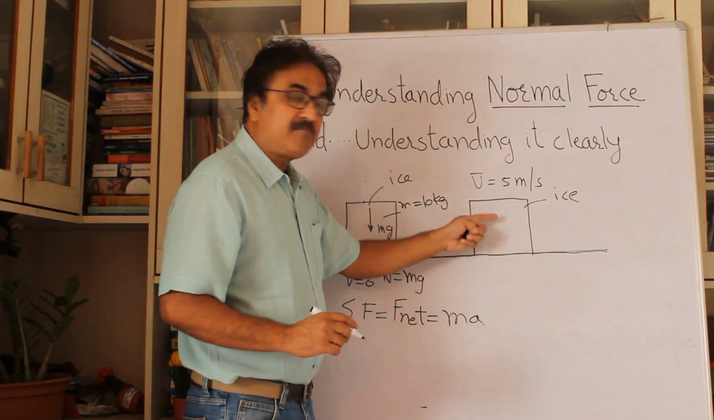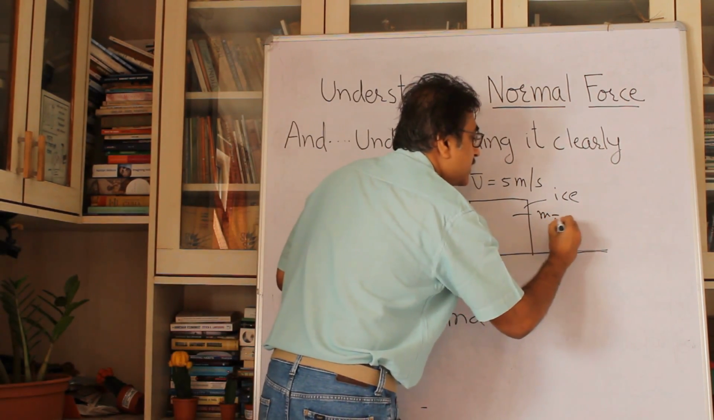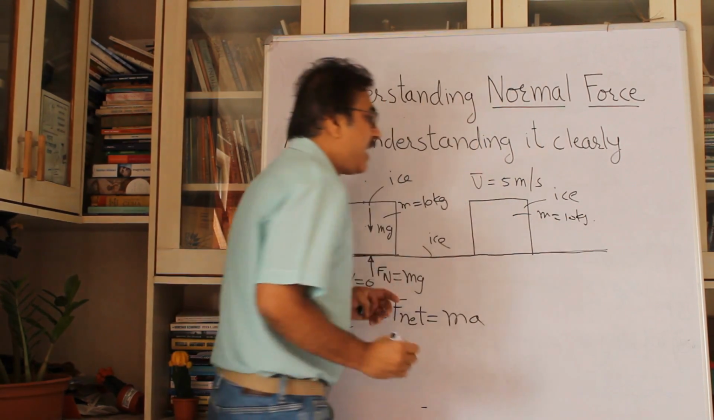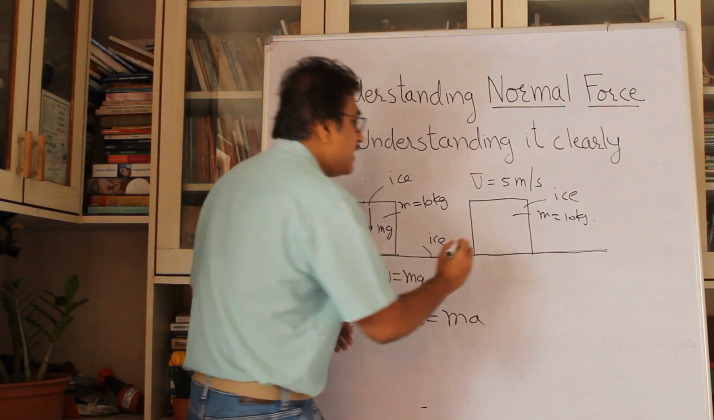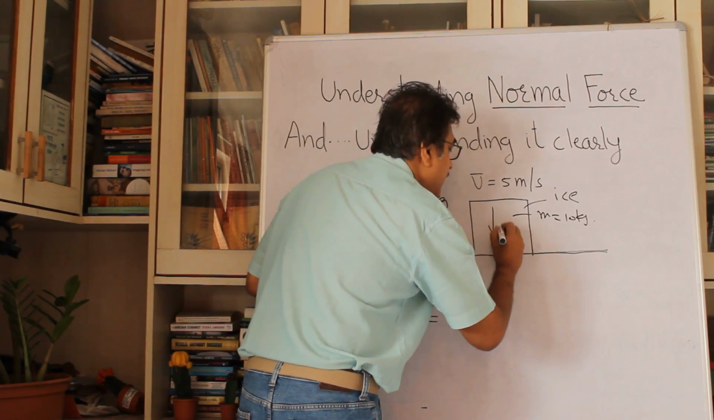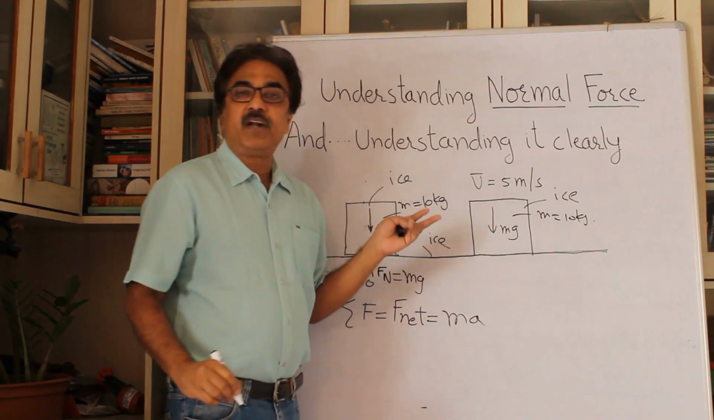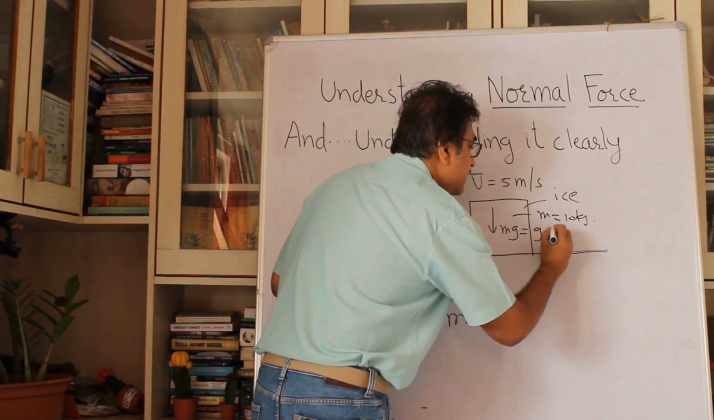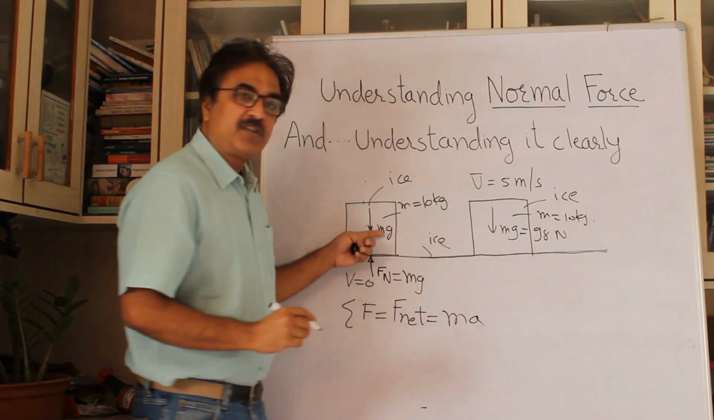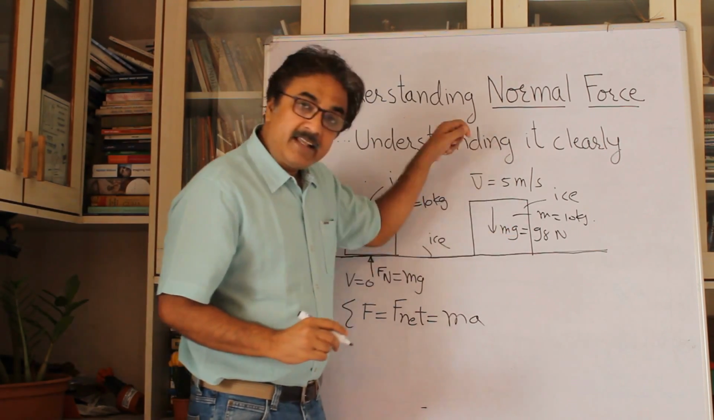Again, the body has got mass. Consider 10 kg of mass. The weight of this body acting downwards is m into g, that is 10 into 9.8, which is equal to 98 newtons. Same was here, 98 newtons, because I considered the same mass. So that is acting downward.